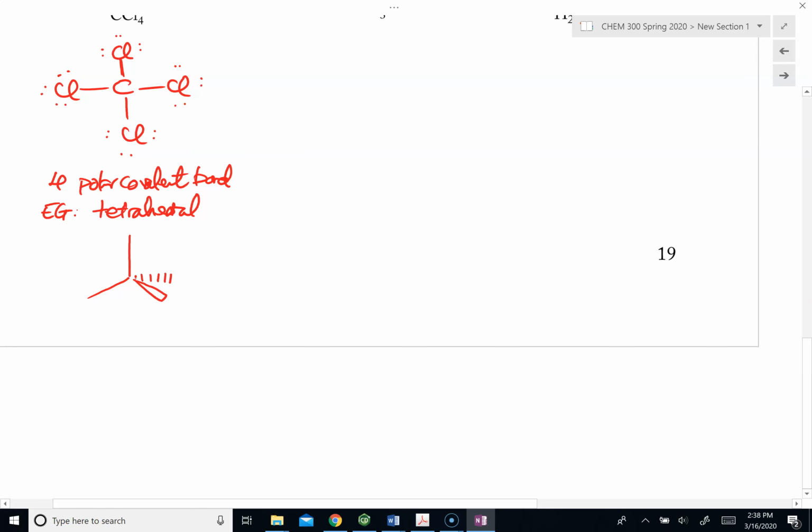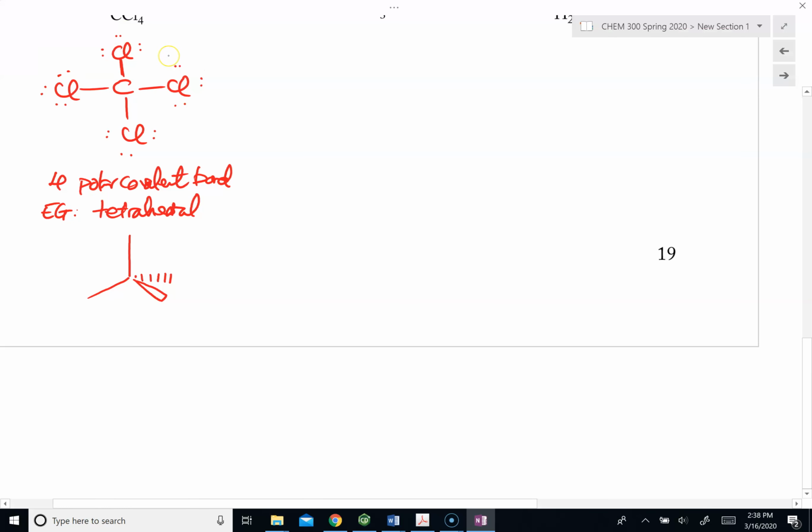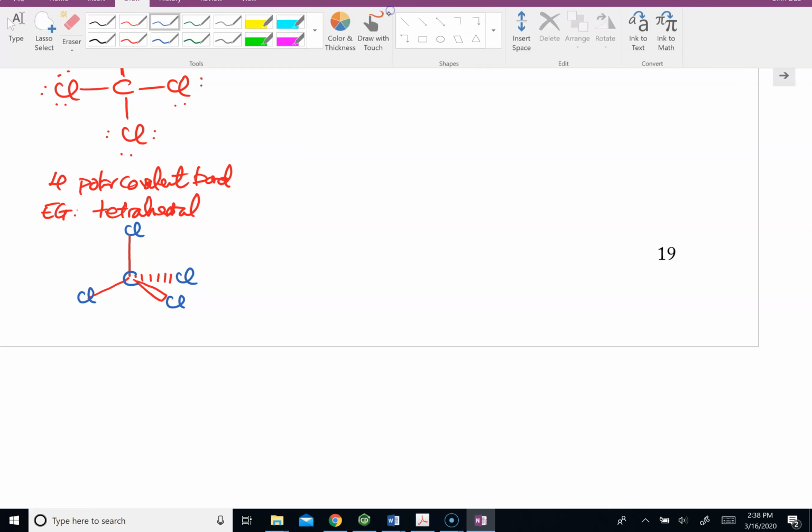So once we have that backbone drawn in already, it is now time to put in the central and the terminal atoms. Here in this case, the central atom is the carbon, and we now have one chlorine here, another chlorine here, another chlorine here, and another chlorine here. Now we know each of the carbon-chlorine bonds is polar covalent, and the electrons will be shifted toward the chlorine. So now let's put in those dipole moments.